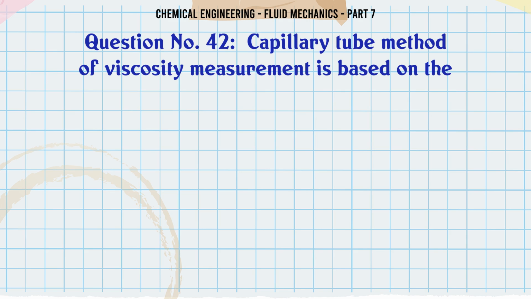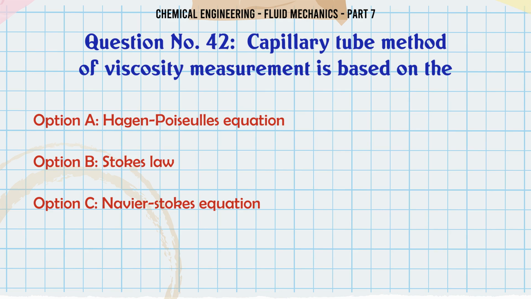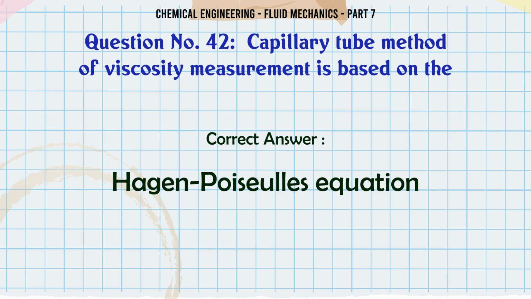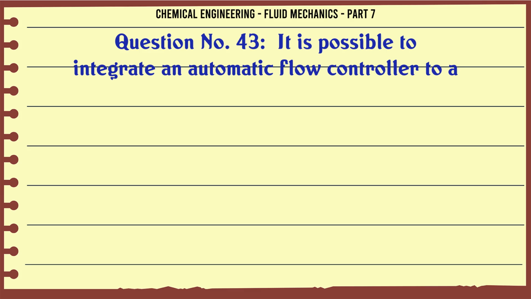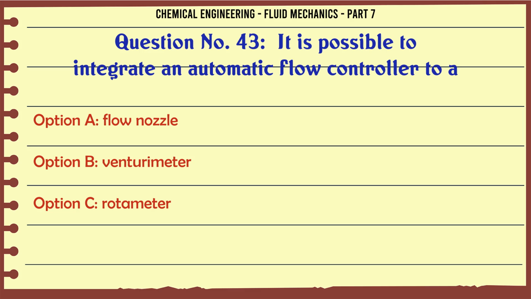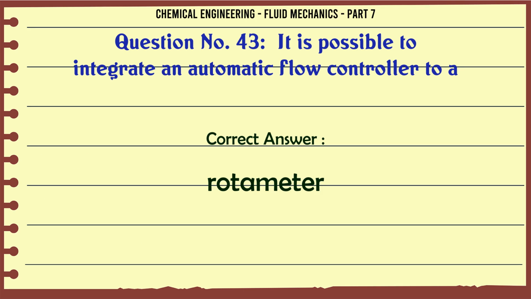Capillary tube method of viscosity measurement is based on the A. Hagen-Poiseuille's equation, B. Stokes' law, C. Navier-Stokes equation, D. none of these. The correct answer is Hagen-Poiseuille's equation. It is possible to integrate an automatic flow controller to A. Flow nozzle, B. Venturimeter, C. Rotameter, D. None of these. The correct answer is rotameter.